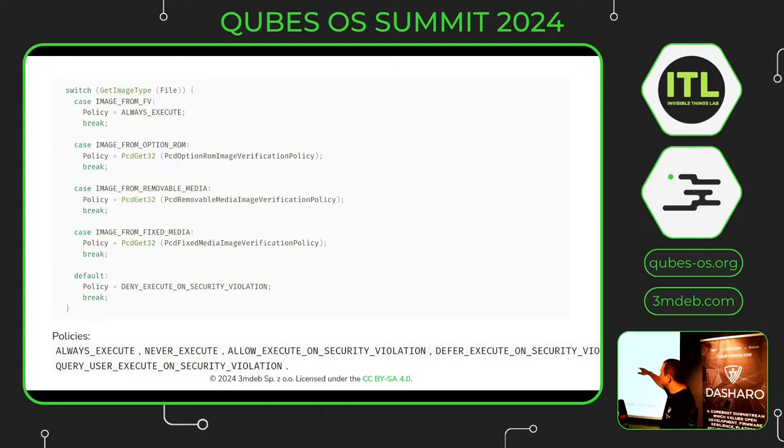Then you can define option ROMs. If this PCD option ROM image verification policy is defined, then it means the firmware will do signature verification of option ROMs. And Marek let me know that this is very important, because if you pass the GPU into a potentially malicious VM, this VM will be able to update the option ROM of the GPU, and then after the restart, this GPU will be connected to something else, or even to dom0, and it can compromise the security of the whole system.